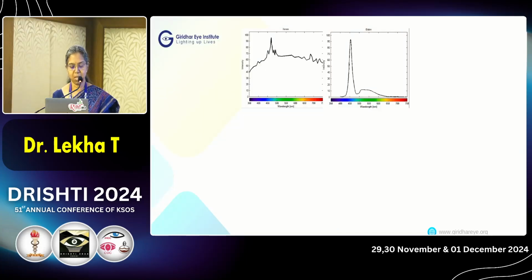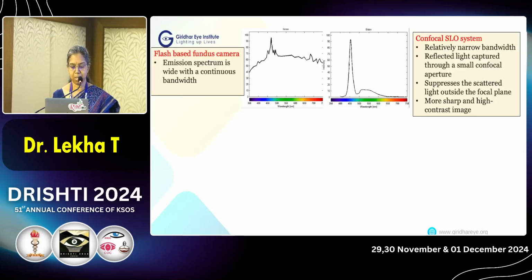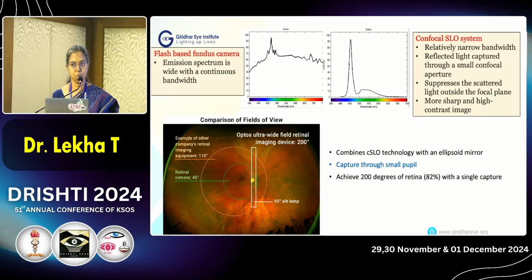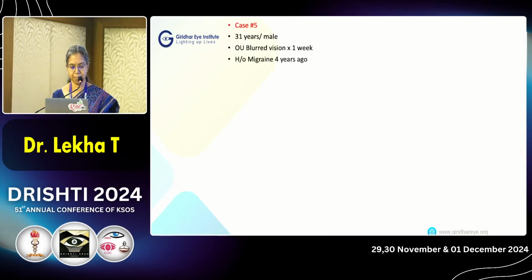So even in small pupil, if you have the facility for confocal imaging, it will give you a lot of information, because here the reflected light is very narrow. It is captured through a small confocal aperture, and all the other scattered light is suppressed, which gives you a very clear image in small pupil. And this is the same principle that is utilized in Optos wide field imaging, which can give you almost 200-degree view of the retina through a small pupil. So don't ever give up in patients with small pupil and chronic uveitis.